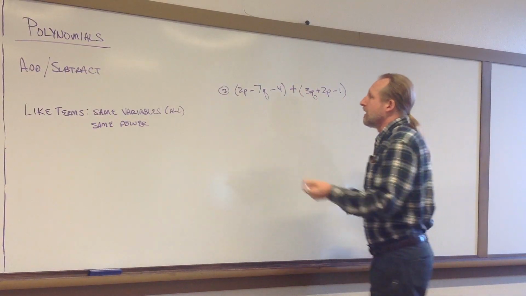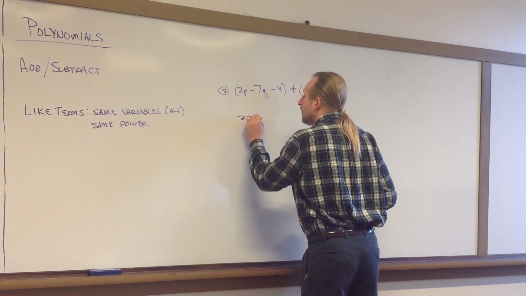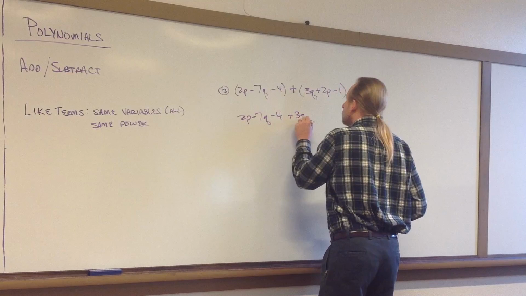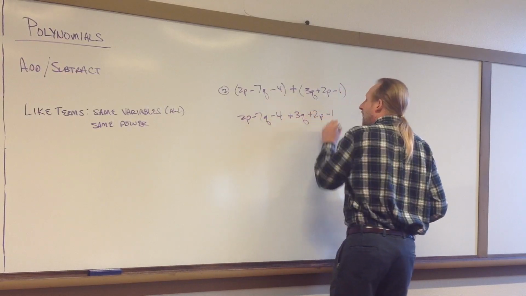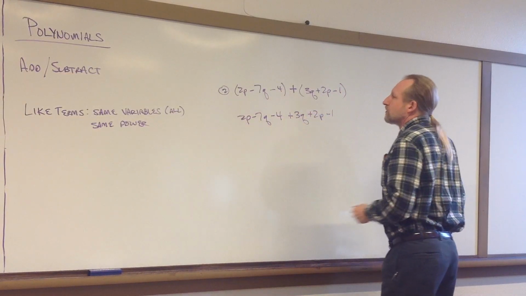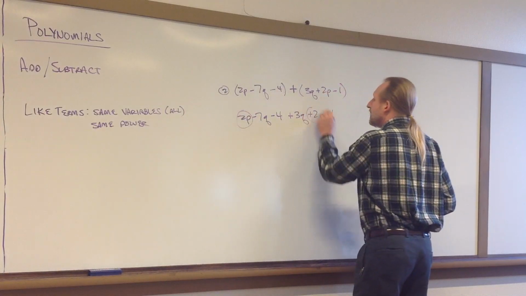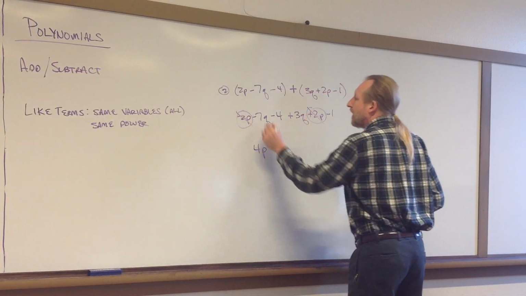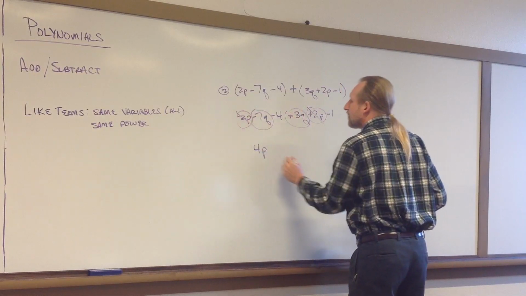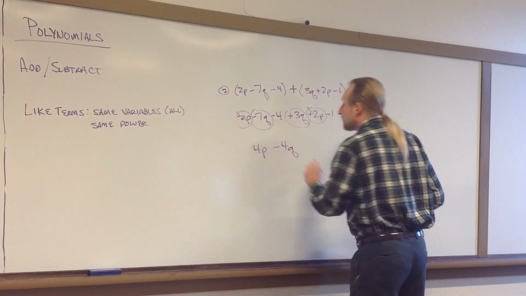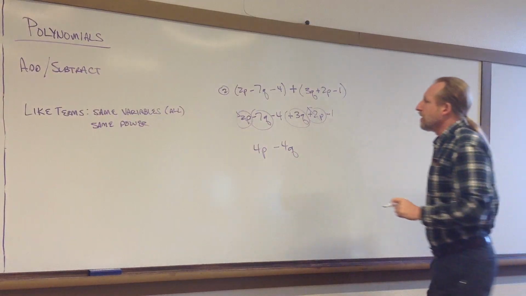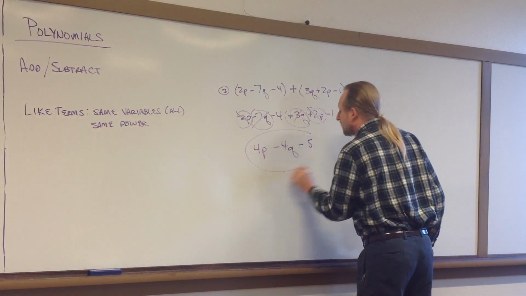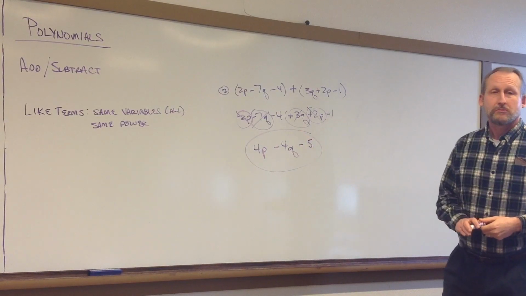If we're adding, then all we have to do is take off the parentheses and then combine our like terms. So here's 2p and 2p make 4p, and then minus 7q and plus 3q makes a negative 4q, and then negative 4 and negative 1 make negative 5, and there we go. Okay.